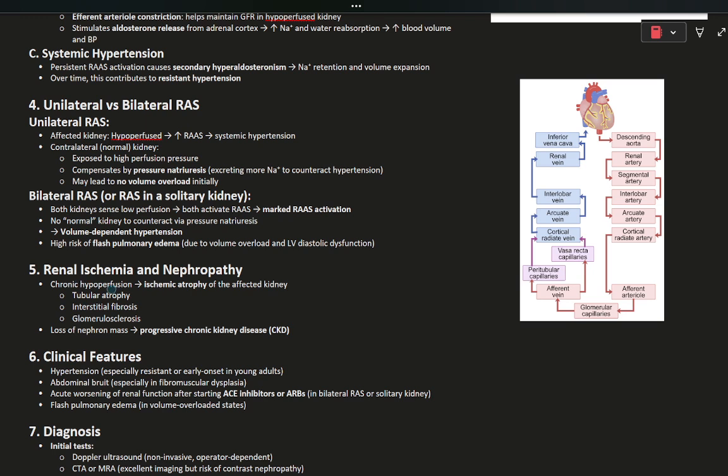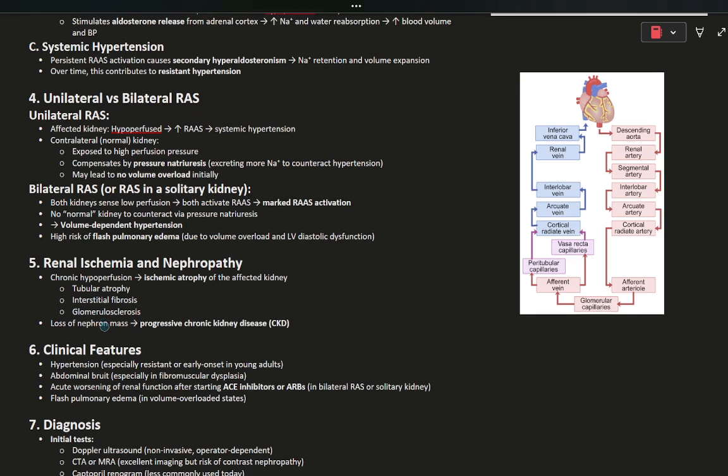So, chronic hypoperfusion. What can this lead to? Tubular atrophy. It can also lead to interstitial fibrosis and glomerulosclerosis. Additionally, there can be a loss of nephron mass due to this renal ischemia, and this loss of nephron mass can lead to progressive chronic kidney disease, or CKD.